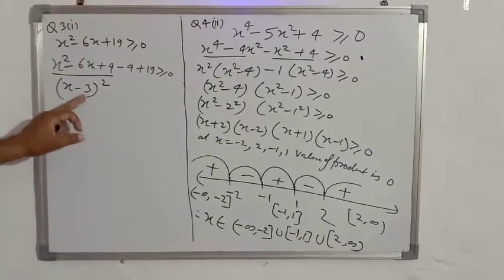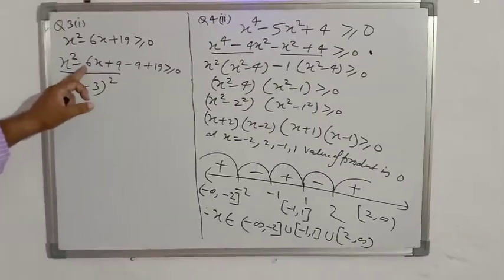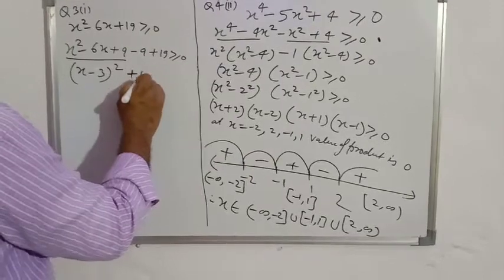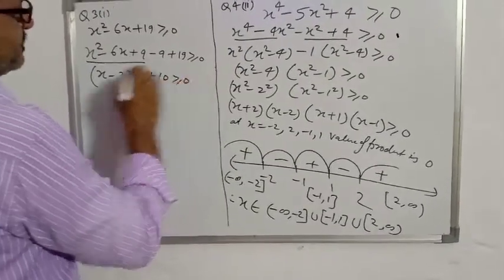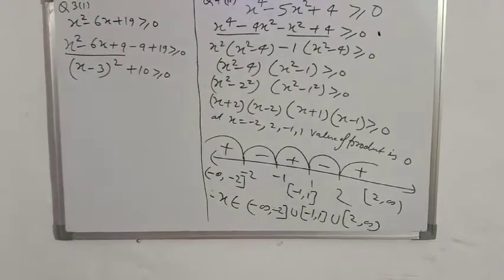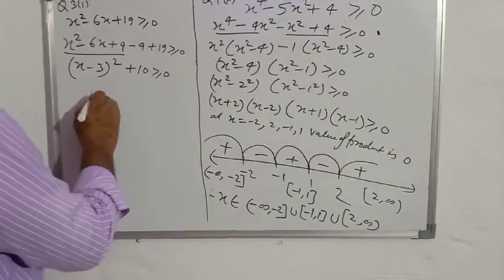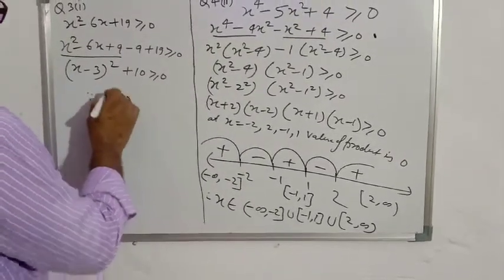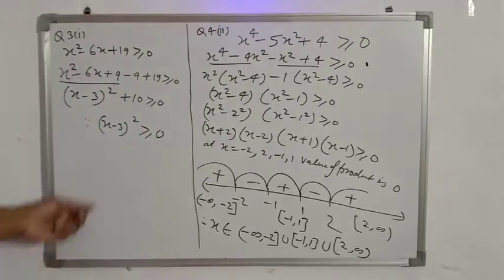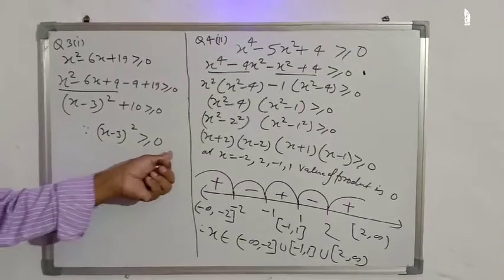x square, minus 3 whole square, 9, minus 2ab, we will get minus 6x. And 19 minus 9, 10. x minus 3 whole square plus 10. We can write it like this. Since we know that x minus 3 whole square is always greater or equal to 0. Square of any real number is either 0 or greater than 0.